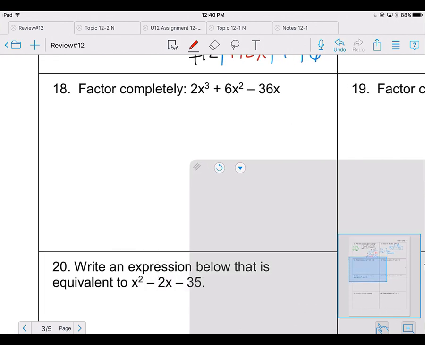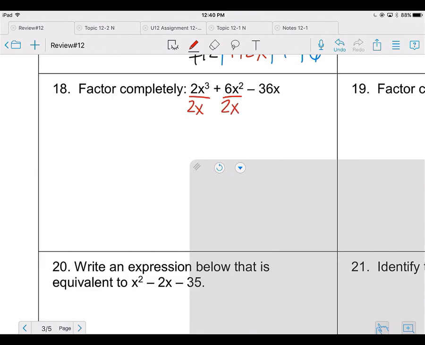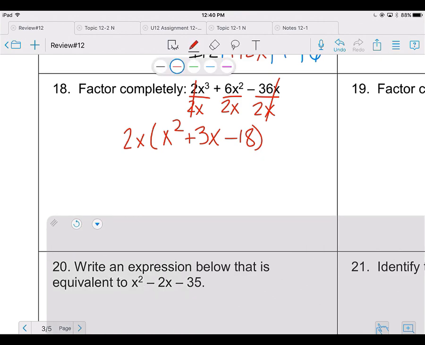Problem 18, I notice that these are all even, so I can take out a 2. I also notice they all share an x, meaning I can take out a 2x. I take out that 2x, and I'm left with x squared plus 3x minus 18. Remember, anything that cancels, you don't write it. Otherwise, we're just dividing and subtracting our exponents. So, sum of 3x, product of negative 18x squared.